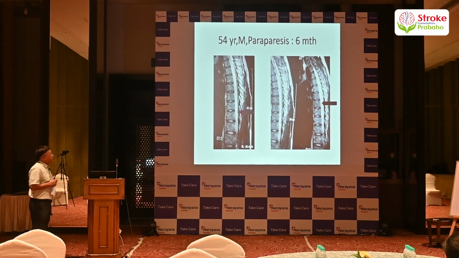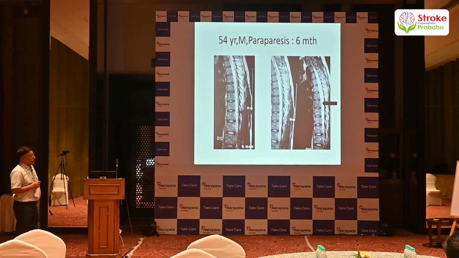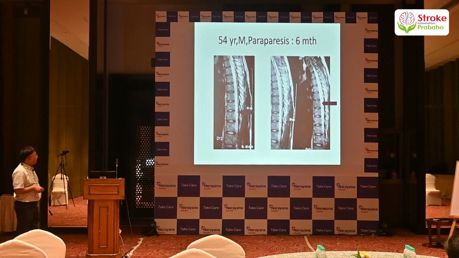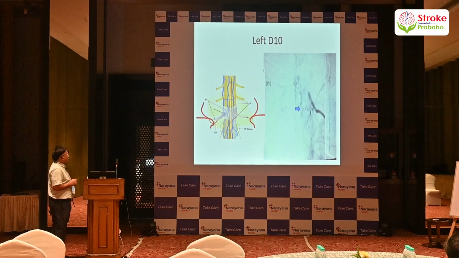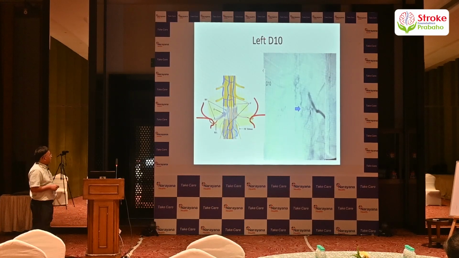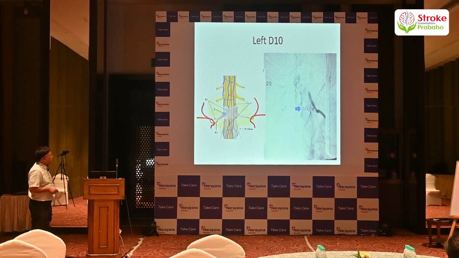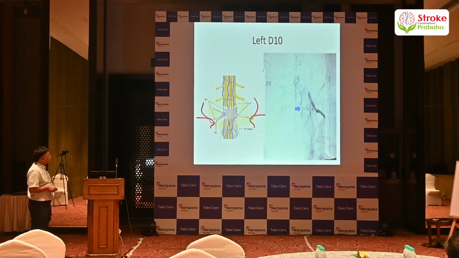Coming to the second case, a 55-year-old male, paraparesis for 6 months, and we can find there are flow voids here along with this cord edema. So here the feeder was at left D10. This is the intercostal artery at D10. This is the radiculomeningeal artery. This is the fistula, and this is the draining vein.